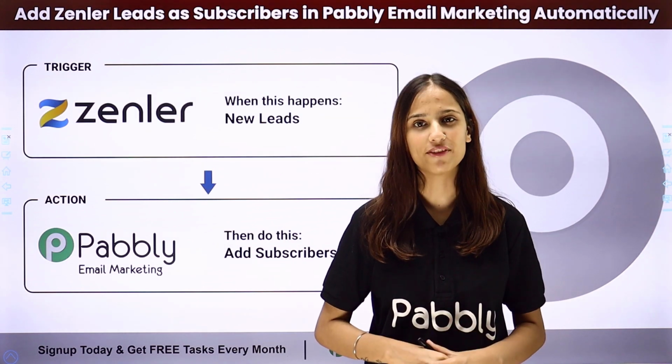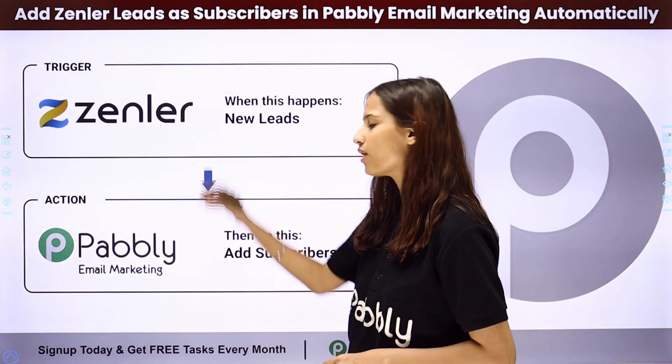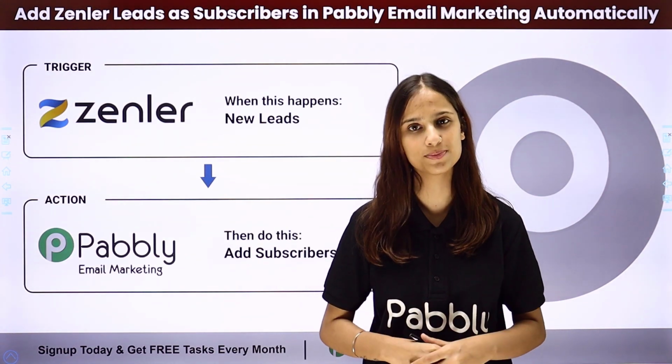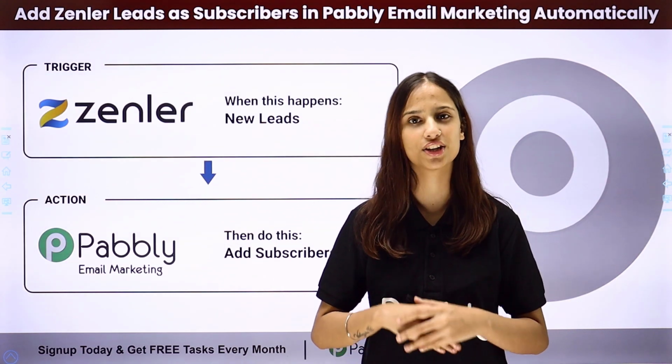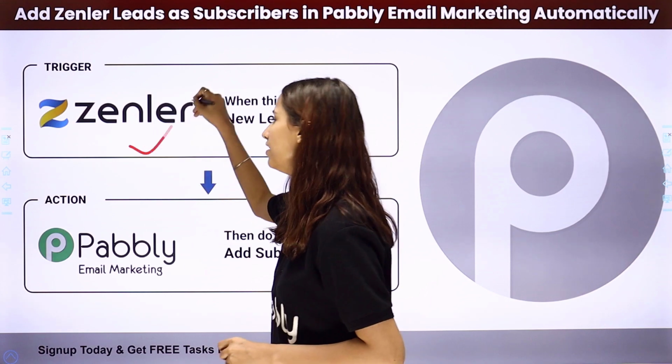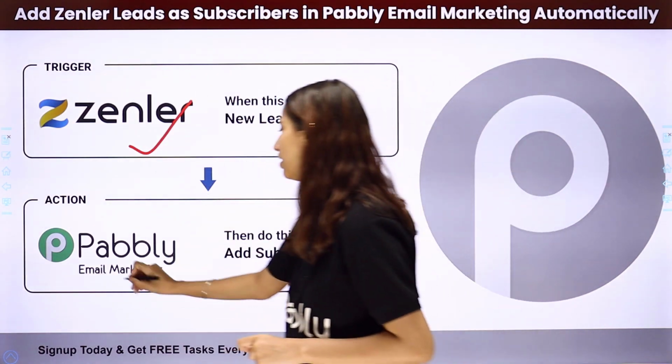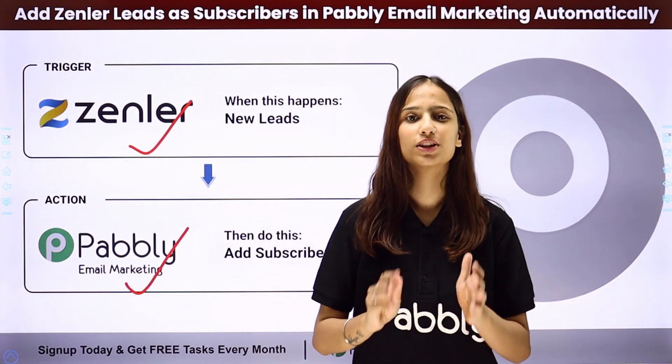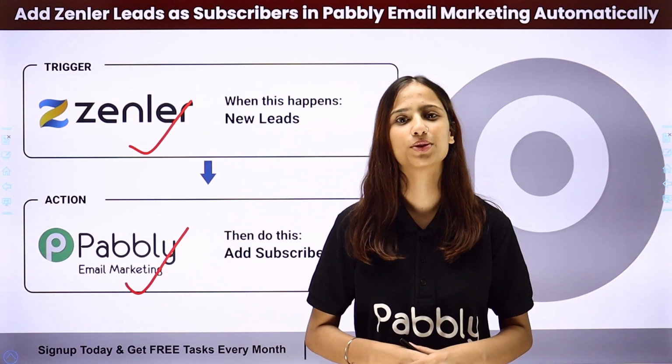So now to do this, you have to build an integration between these two applications, for which you can use Pabbly Connect, which is an amazing integration and automation software. So here your trigger application will be Zenler and your action application will be Pabbly email marketing. So to learn more about this integration, follow me through the screen.